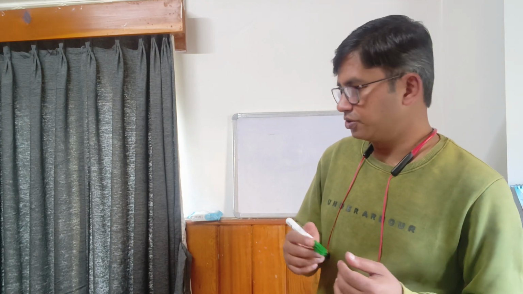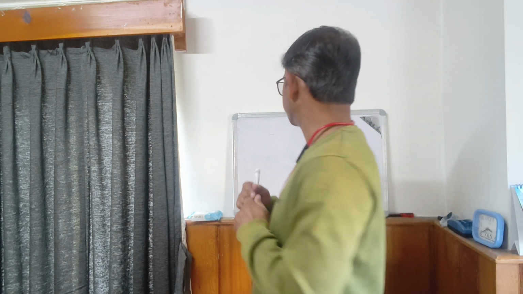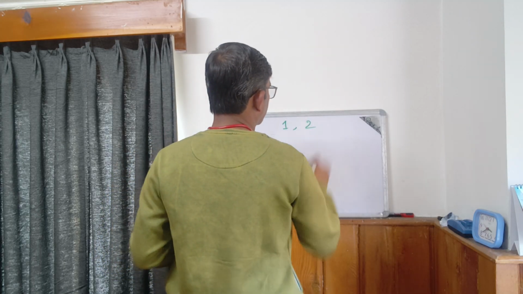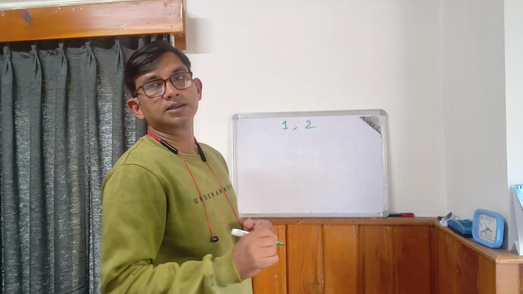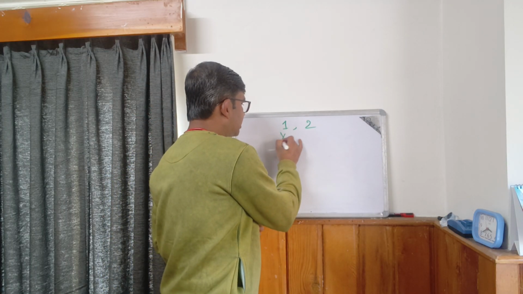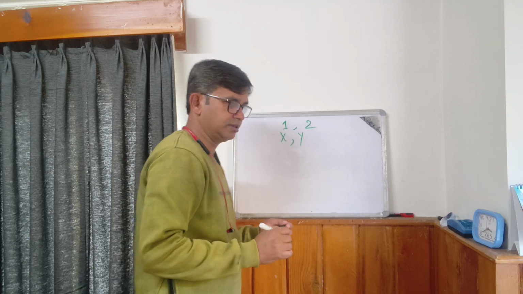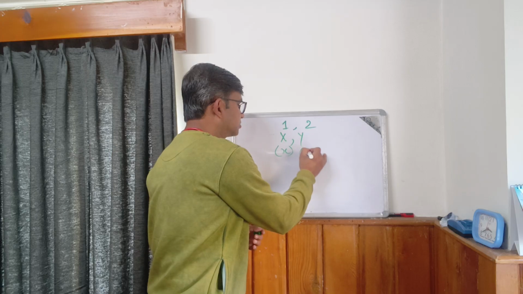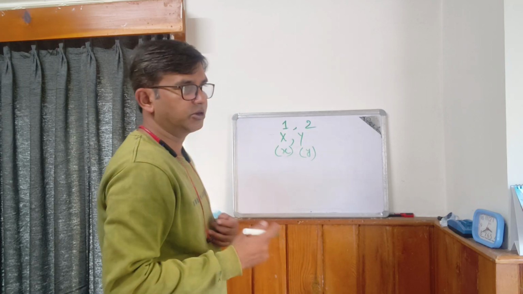So, to explain it graphically, I'll take a 2 cross 2 system, two commodities and two consumers in a country. So let us consider in a society there are two consumers, consumer 1 and consumer 2, and they are consuming two commodities, commodity X and Y. So if we say small x is the total production of X and small y is the total production of Y.